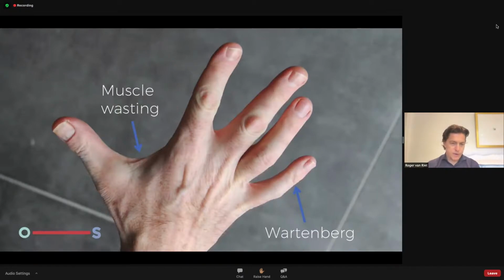So this is bad for the patient. There's muscle wasting on the first web space, quite apparent here, and this is the Wartenberg sign. Basically, the patient is unable to adduct the fingers, the little finger sticks out, and when you ask them to make a flat hand, they'll be unable to do it.